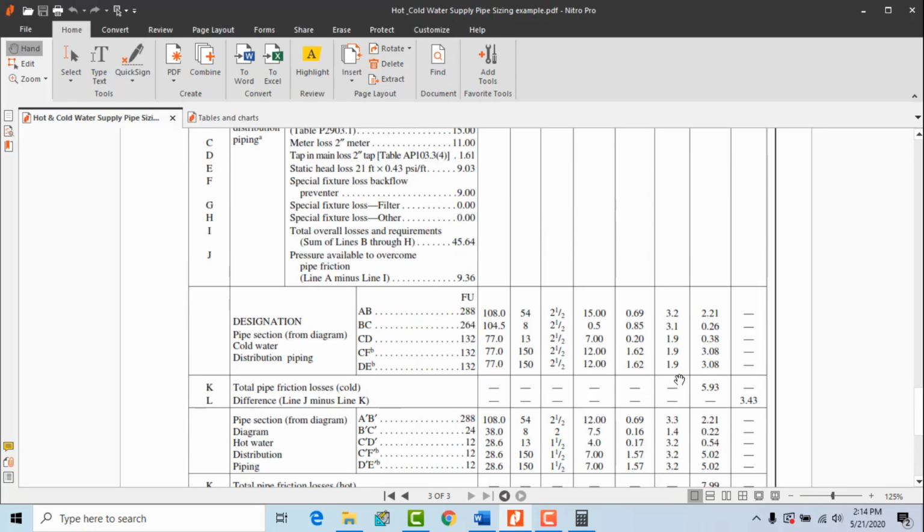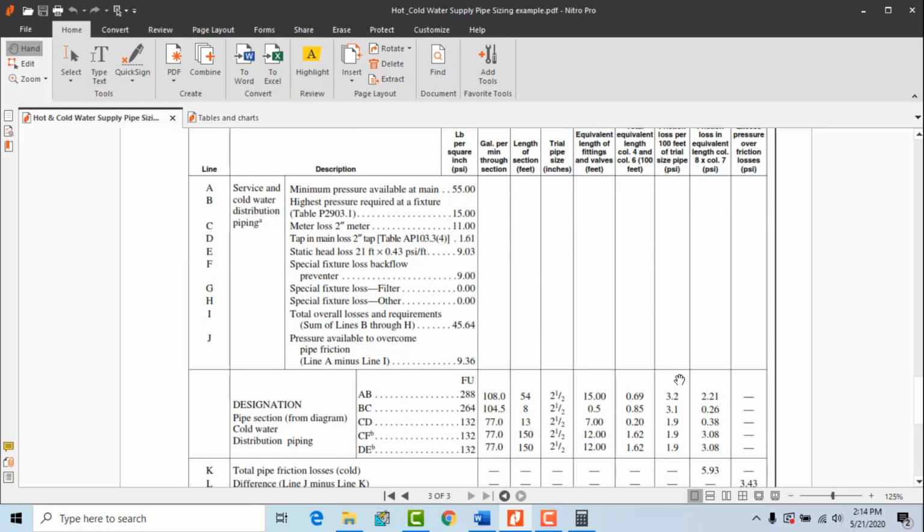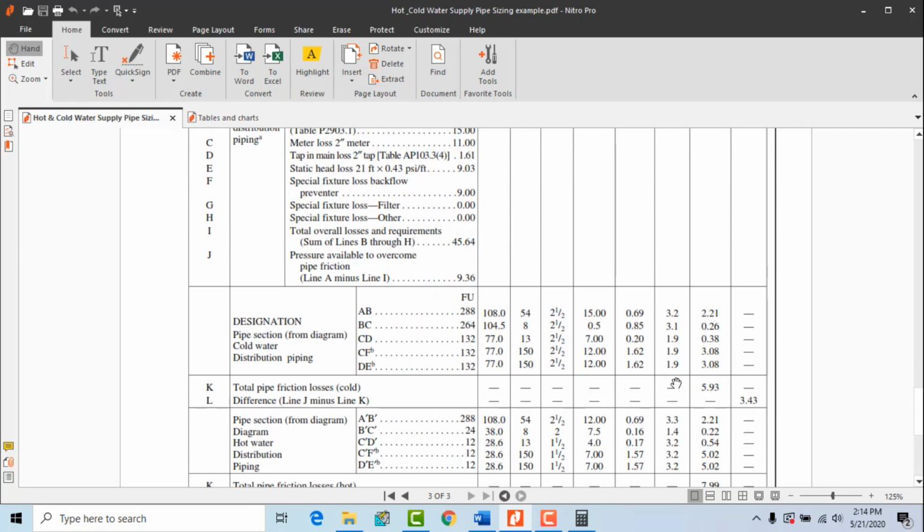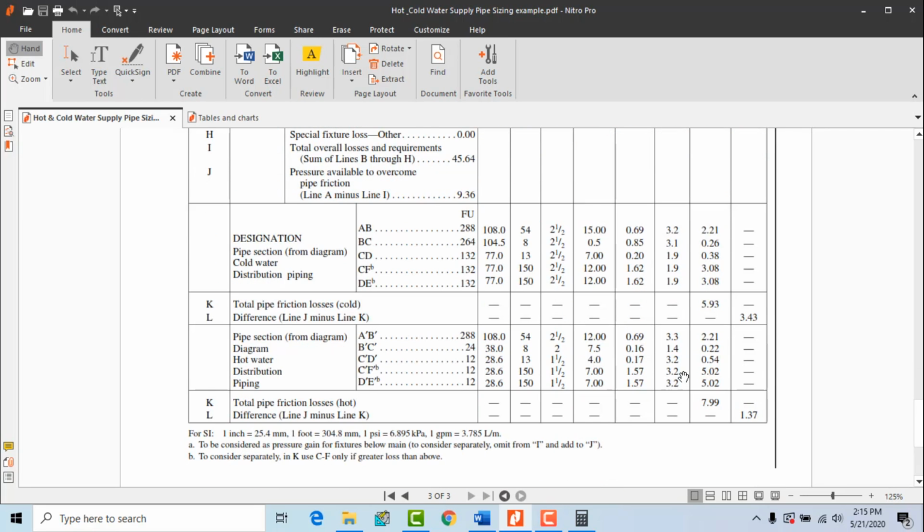So this is how you have to do your water supply pipe sizing. This is as per International Plumbing Code, IPC.